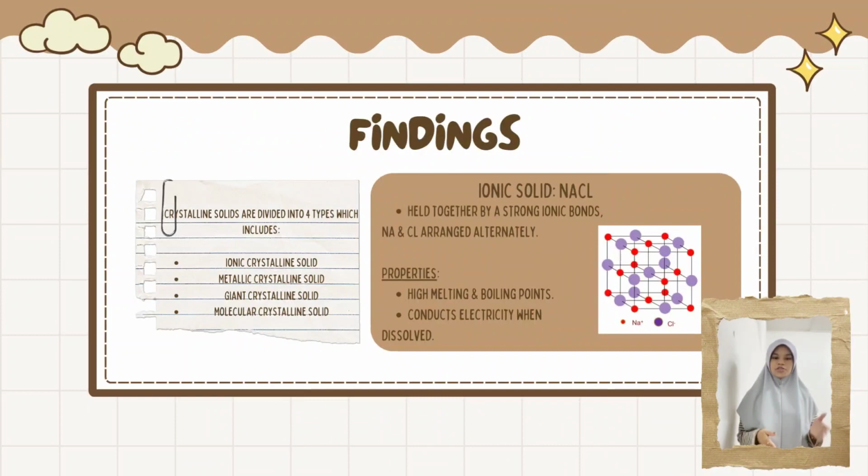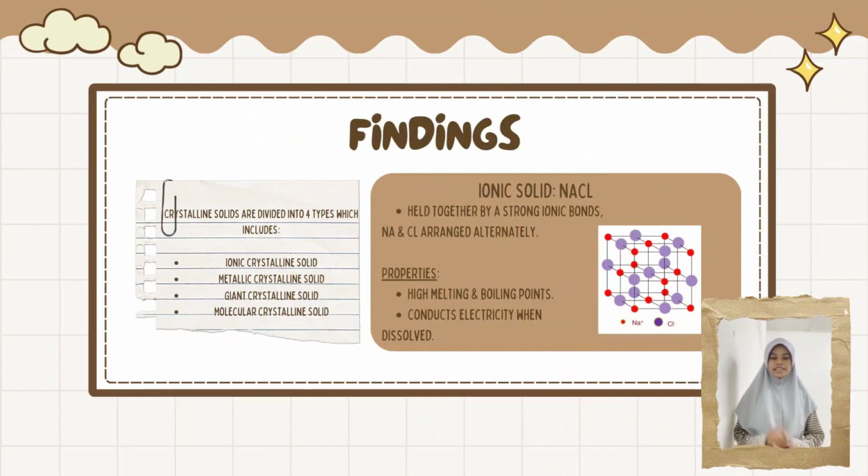Now, moving on to the findings, there are 4 different types of crystalline solids. These 4 types include the ionic crystalline solid, the metallic crystalline solid, the giant crystalline solid, and the last one, which is the molecular crystalline solid.